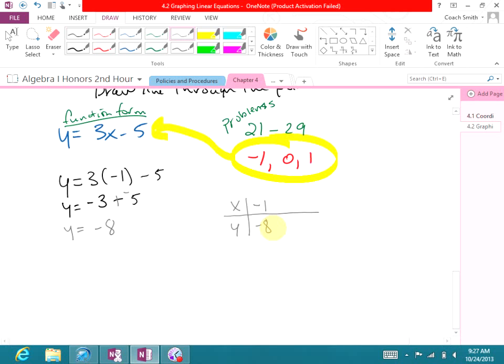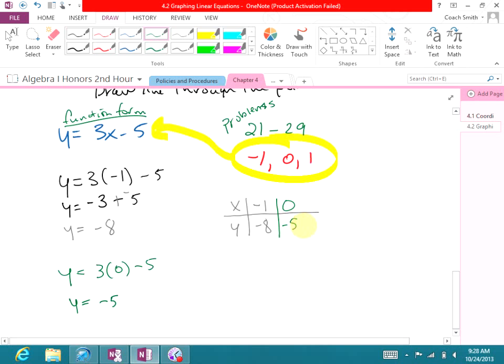Okay? Now, the next one we're going to use is y equal 3 times 0 minus 5. So when x is equal to 0, y is going to be equal to what? -5. So, when x is equal to 0, y is equal to -5.